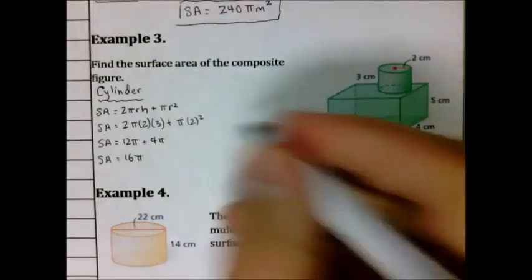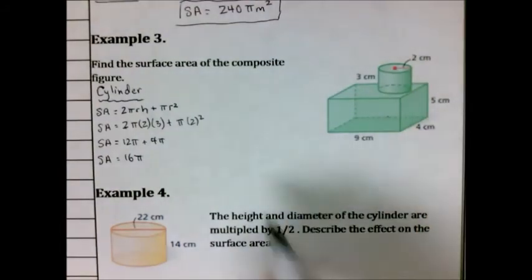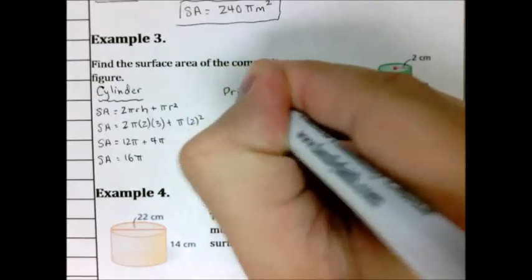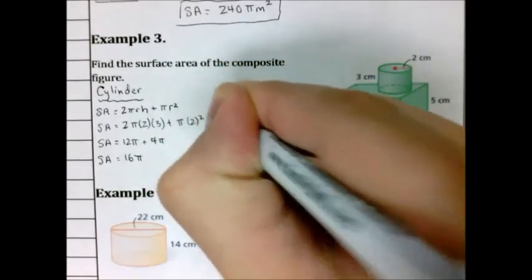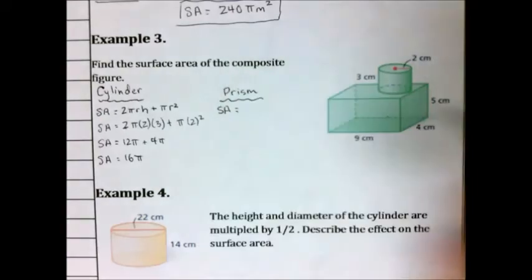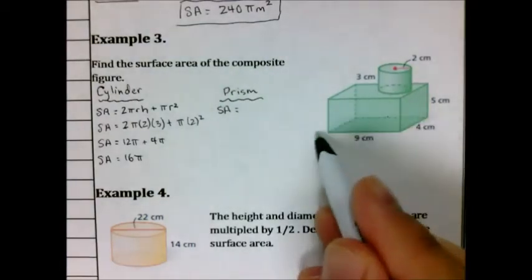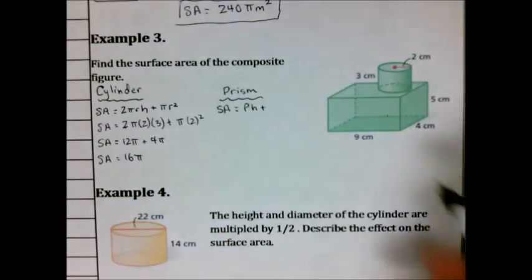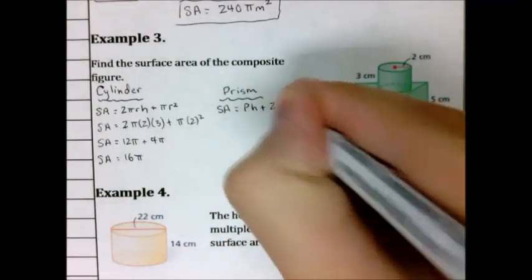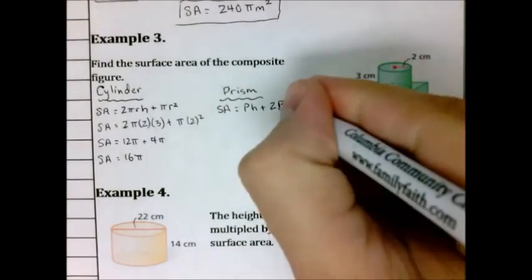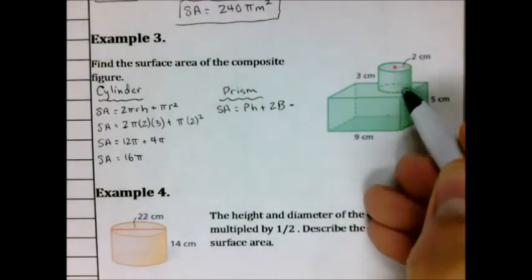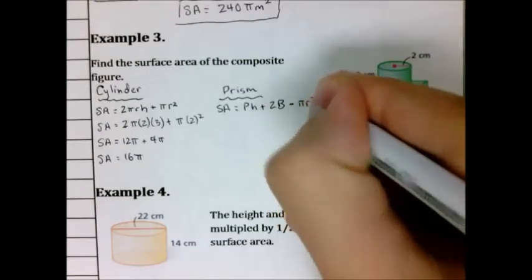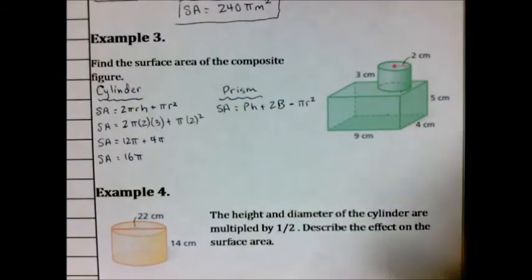Okay, now we have to find the surface area of the rectangular prism. Okay, I'm just going to write prism up here. Remember that the surface area for a prism is the perimeter times the height plus 2 times the base. Okay, and I want to real quick mention, we still have to get rid of this little circle part. So we have to subtract out here pi r squared. Okay, so let's go ahead and solve this now.